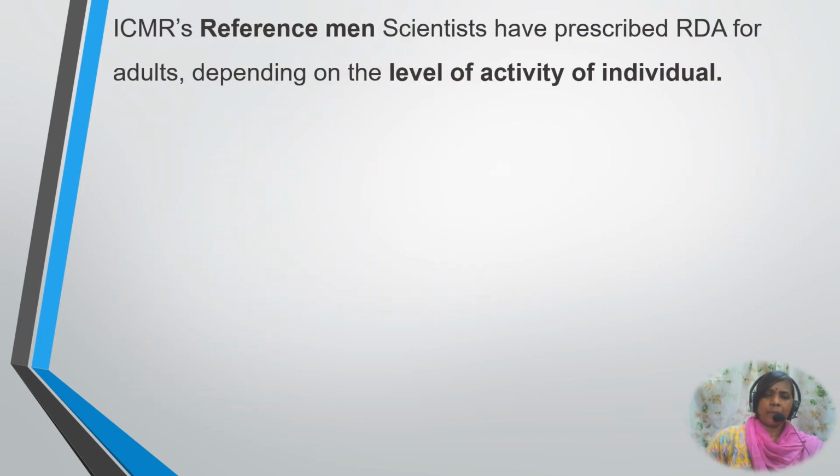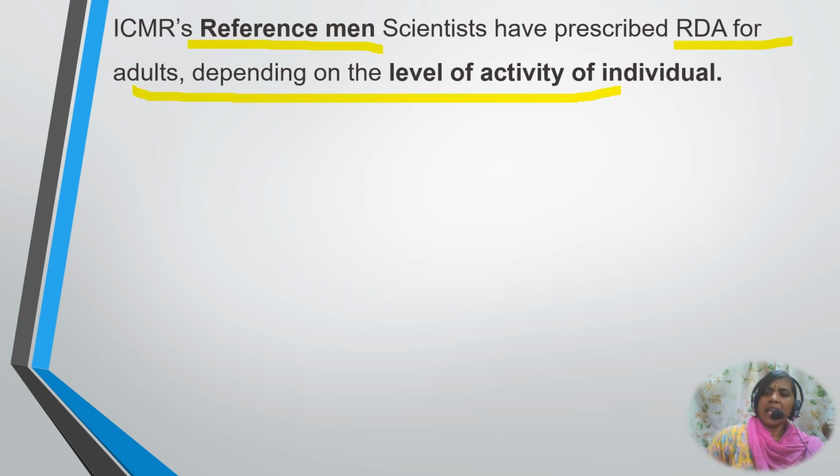So now you know about the different age groups, then different sex, that is male and female. So what is a reference man and what is a reference woman? And here, ICMR scientists have prescribed RDA for the adults depending on the level of activity of an individual. That is, depending on the physical activity. Here there are different categories and accordingly the RDA is fixed.